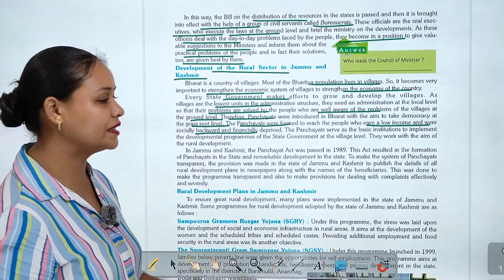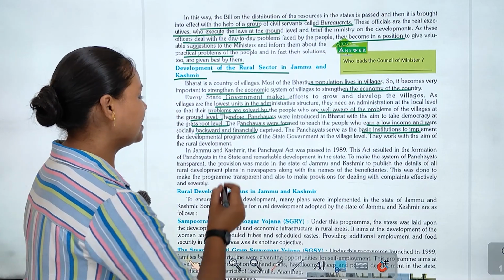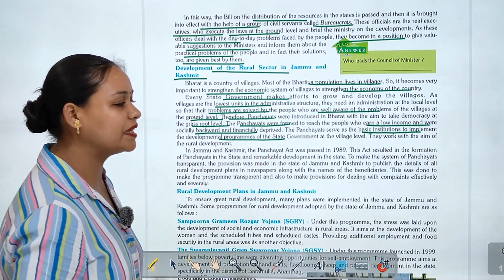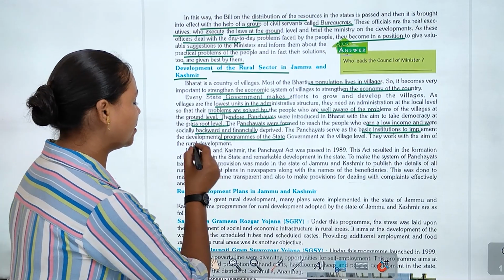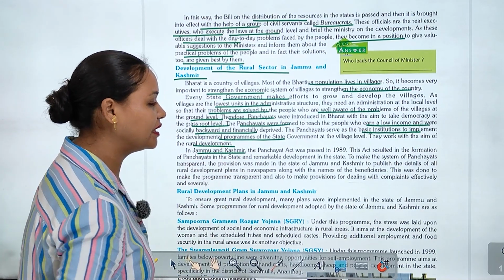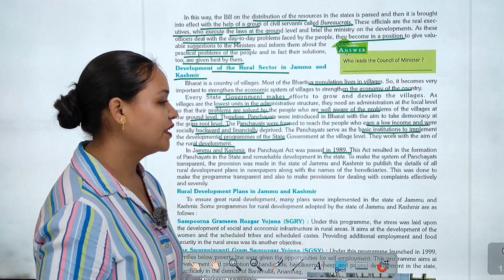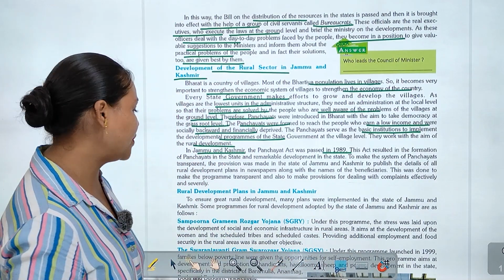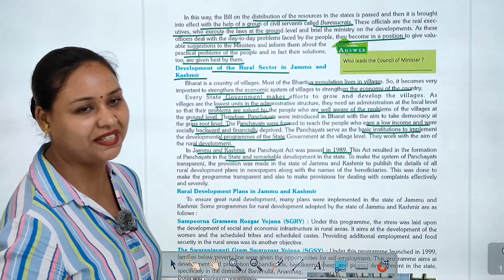The panchayat serves as the basic institution to implement the development programs of the state government at the village level. They work with the aim of rural development. In Jammu and Kashmir, the Panchayat Act was passed in 1989. This act resulted in the formation of panchayats in the state and remarkable development in the state.